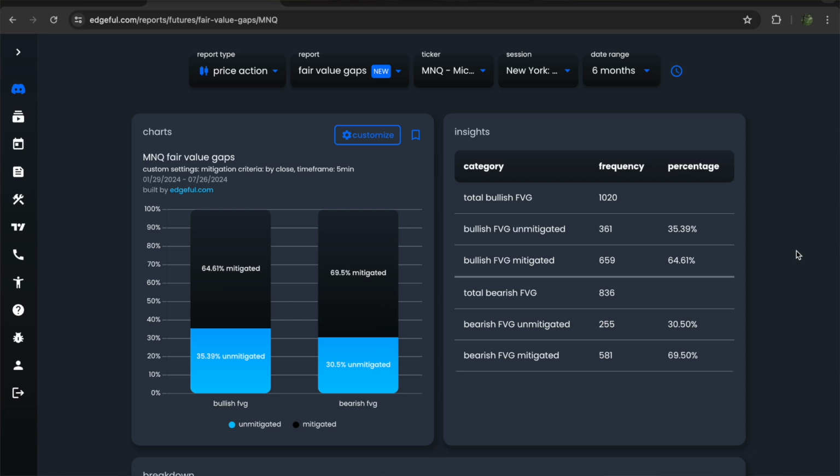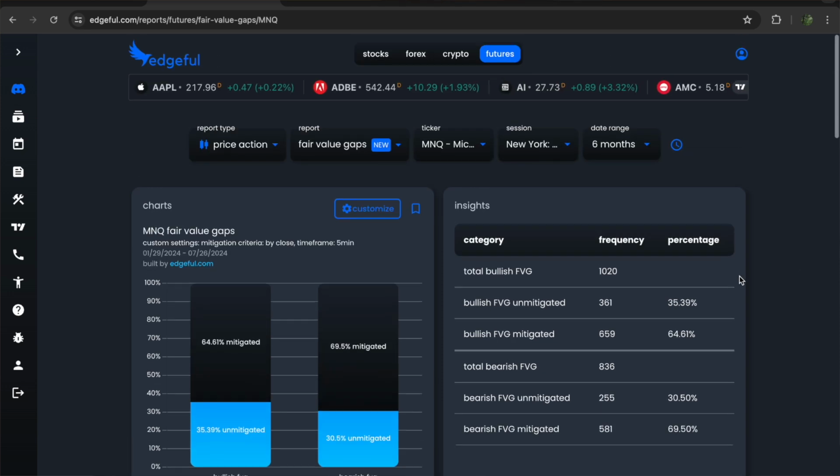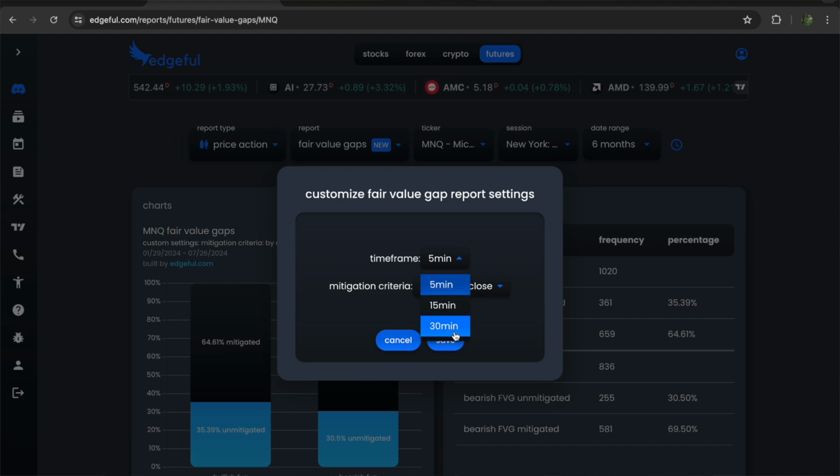Now, I really wanted to make sure this video was catered towards people that are brand new to this concept. And in my opinion, if you're brand new to this concept, you should stick to using higher time frame gaps because they're just higher probability. And right now we're in the Edgeful dashboard and we are looking at the fair value gap report, and this is going to show us why. So if I go to the customization tool, they have data for 5, 15, and 30-minute fair value gaps. Now, they're probably going to get higher time frames later, but for now, this still gives us some pretty interesting information.